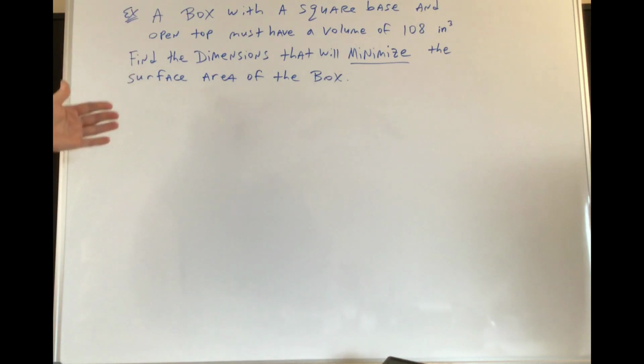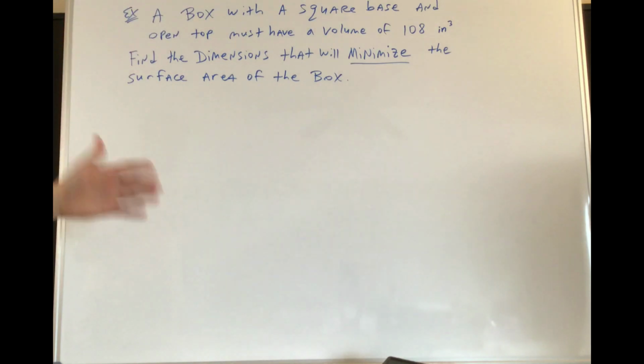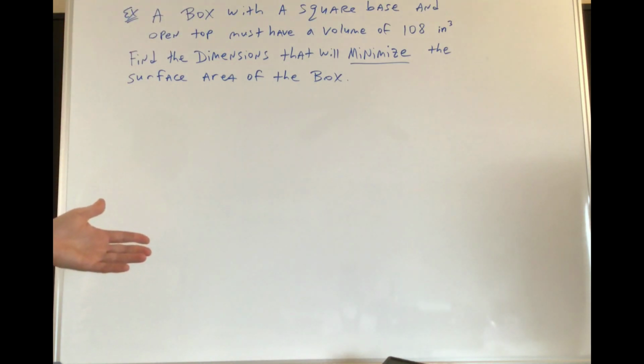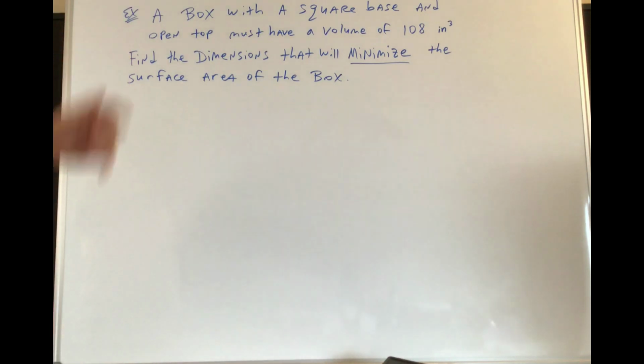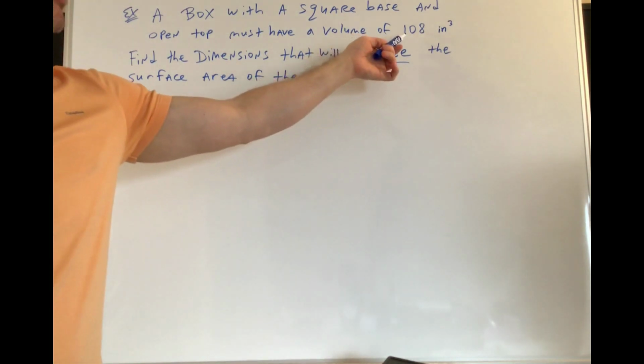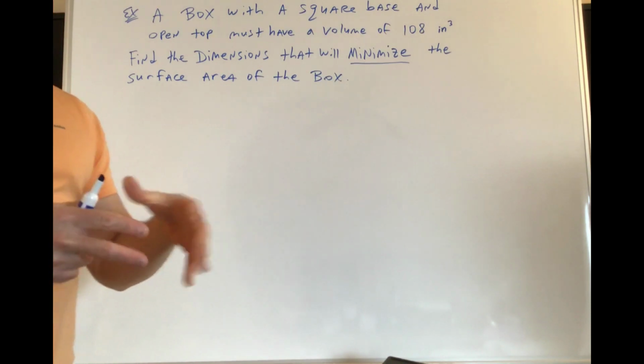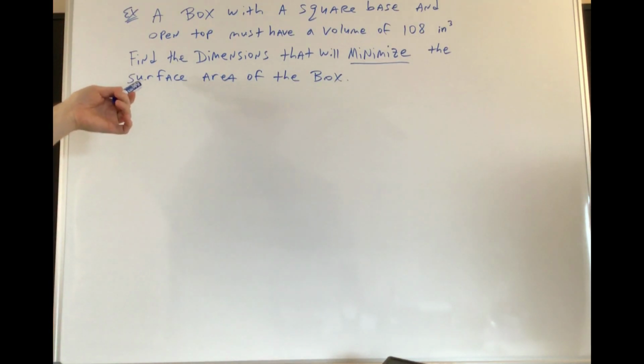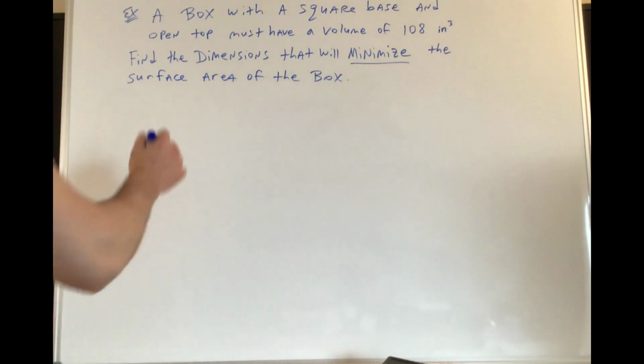Look, you're building a box. It takes material to build a box. The sides, the bottom, the top. Now this one has an open top, but the bottom and the 4 sides each use material to build. You want your box to have a volume of 108, all right? You want your box to have a certain volume. But you're cheap. You don't want to spend a lot of money. So you want to minimize the amount of material that you use to build the sides.